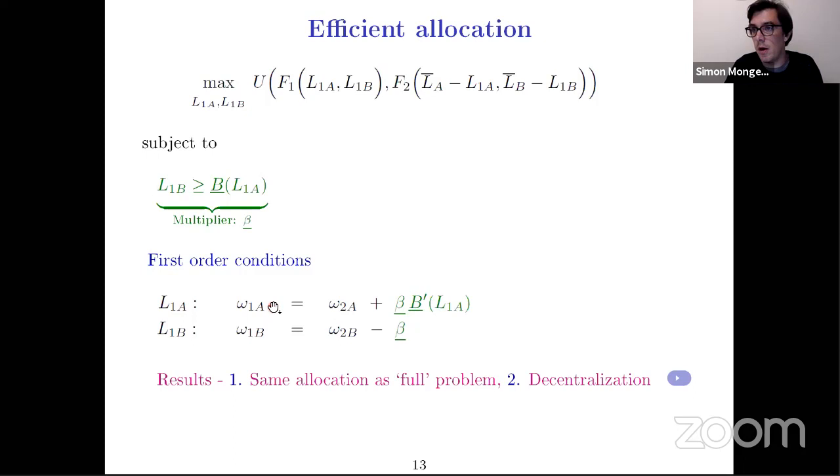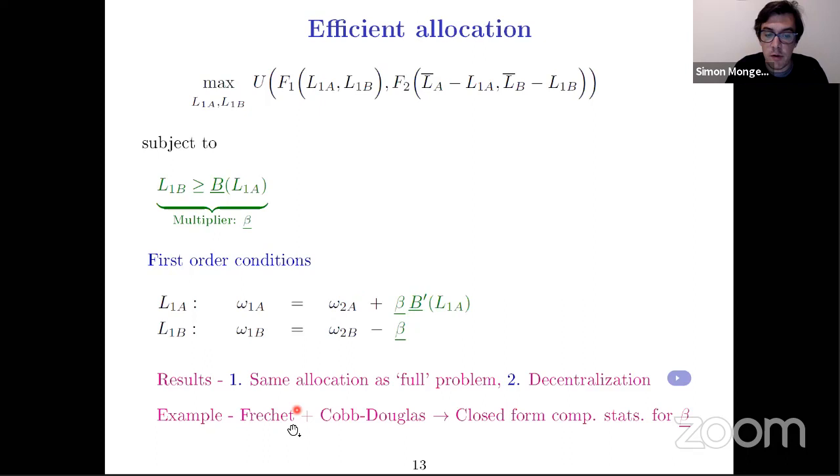And we also prove that the wages are linear in skill prices, as I showed before. We also have an example where we have these Fréchet distributed skills, Cobb-Douglas production technologies, and Cobb-Douglas preferences sitting on top of everything. And there we can give closed form comparative statics for when this multiplier binds and when it doesn't bind, depending on parameters of the model.